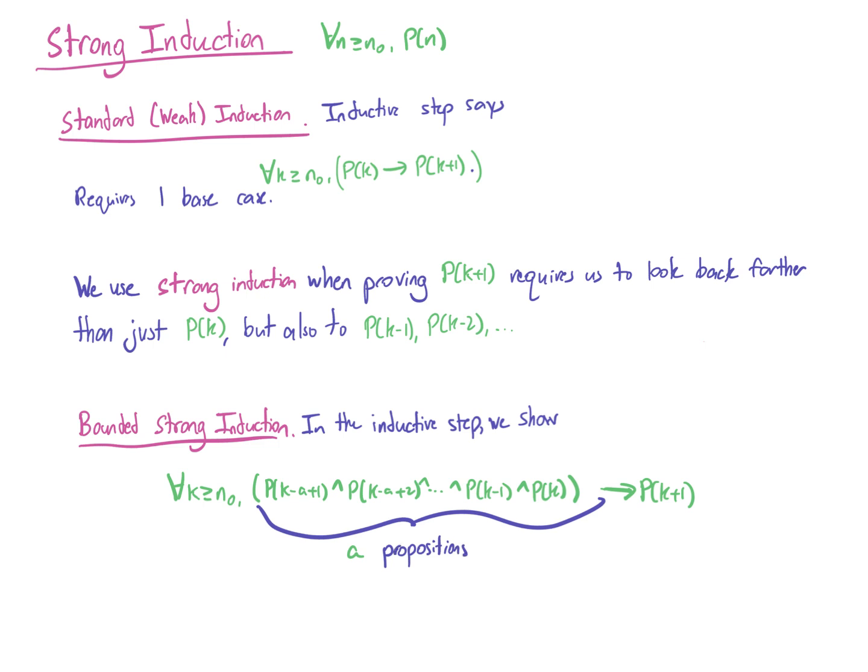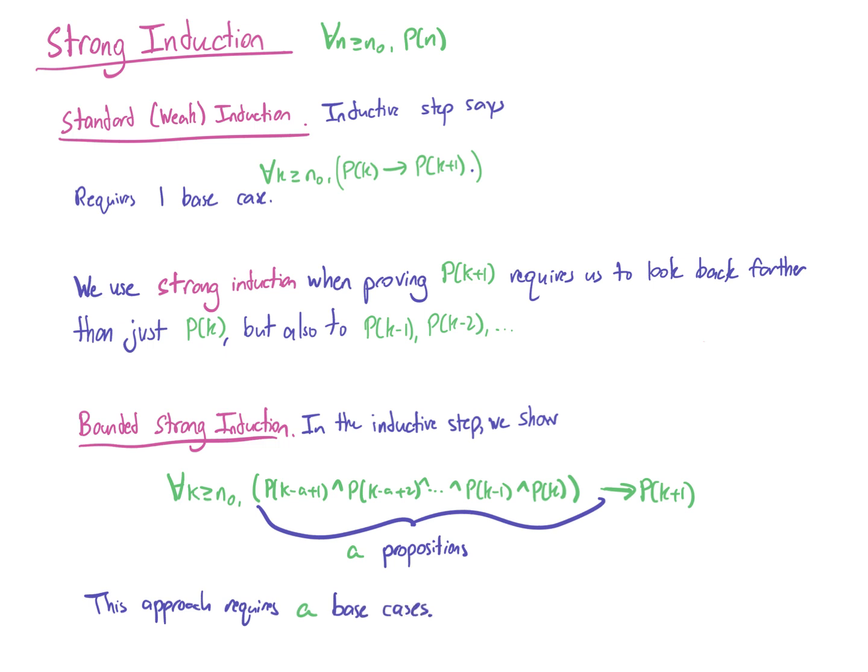If I can assume all a of those propositions, then I will be able to derive p of k plus 1. So I get, in some ways, an easier inductive step because I give myself more information with which to derive the conclusion. On the other hand, there is a cost to this. If I'm going to do bounded strong induction with a propositions in my inductive hypothesis, I need to derive a base cases.